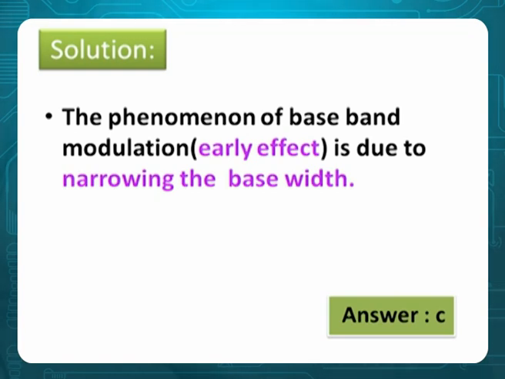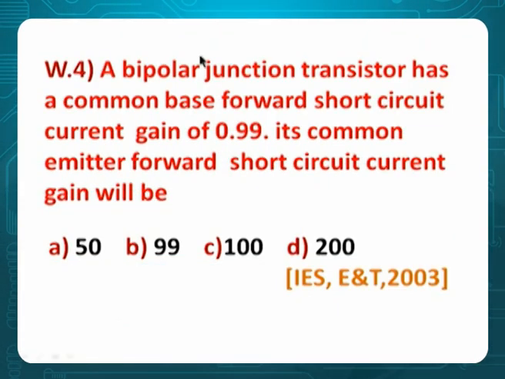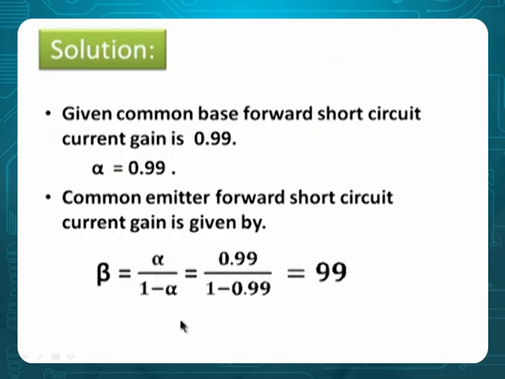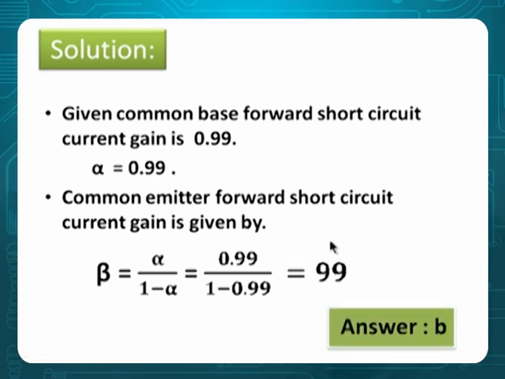C is the option. Fourth question. A bipolar junction transistor has a common base forward short circuit current gain alpha of 0.99. Its common emitter forward short circuit current gain will be, that means common emitter means beta. He is asking from common base means alpha, common emitter means beta, so he is asking beta in terms of alpha. Therefore beta is alpha by 1 minus alpha, 0.99 by 1 minus 0.99 is 99. So option is B here.